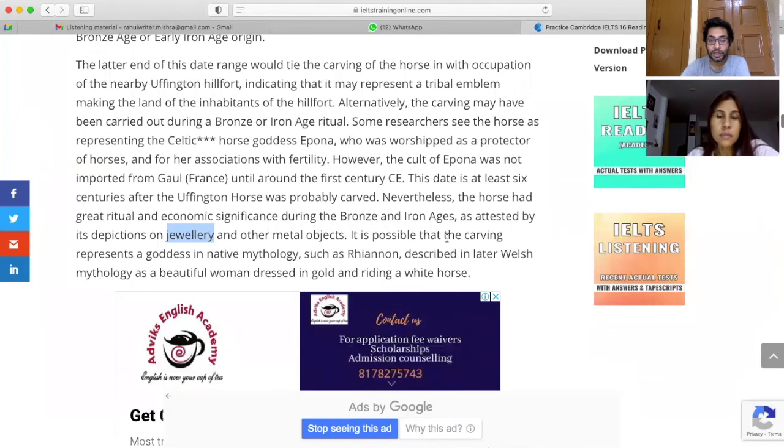So maybe this carving might have been a goddess in those native myths, such as Rhiannon. Rhiannon was a goddess. She was described in Welsh myths as a very beautiful woman dressed in gold and riding a white horse. So maybe this horse has got to do something with Rhiannon. This is something also you mark. This might be one of your answers.